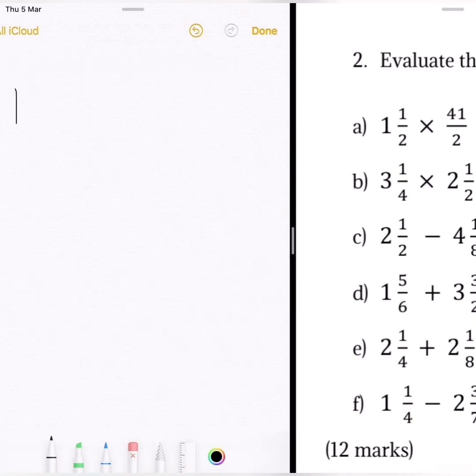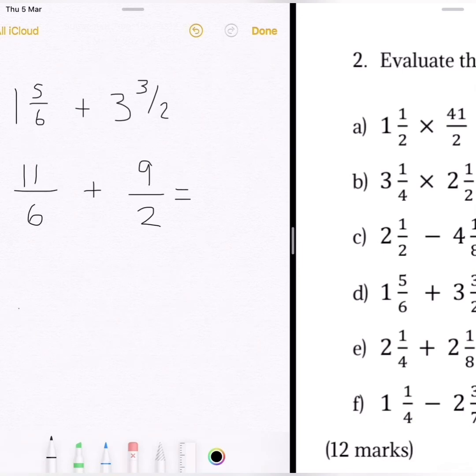So 1 5/6 plus 3 3/2. Again, just like with all of the others, we have to get them as improper fractions. So hopefully we're getting this a little bit more now. So you times the big number by the denominator. So 1 times 6 is 6, and we add on the top. So we've got 11 over 6. Then we do 3 times 2, which is 6, plus the 3, which is 9.